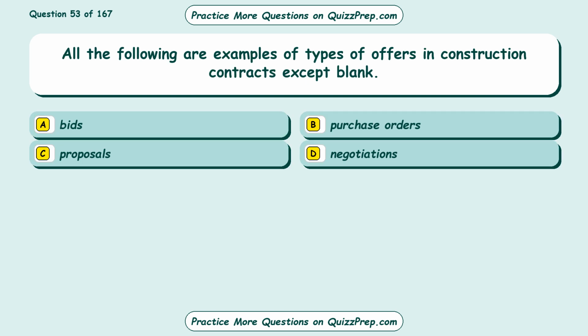Question 53. All the following are examples of types of offers in construction contracts except blank.